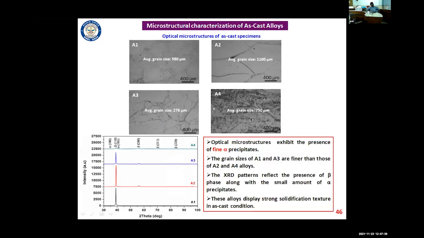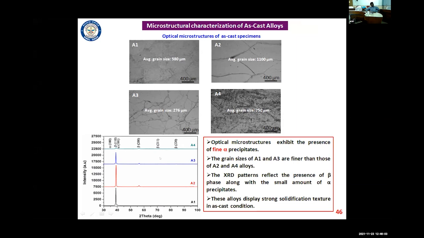These are the optical microstructures of all 4 alloys in the cast condition. The average grain size of LiA1 is 580 micron, whereas the average grain size of A2 is 1100 micron. A3 is around 276 micron, and A4 is around 750 micron.